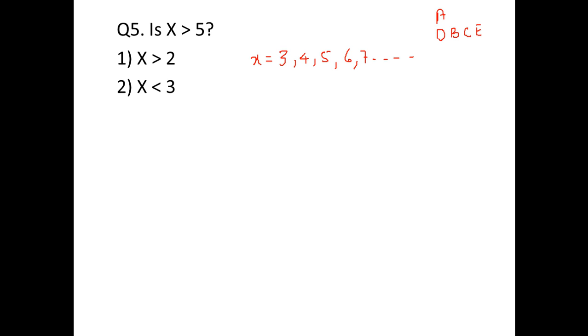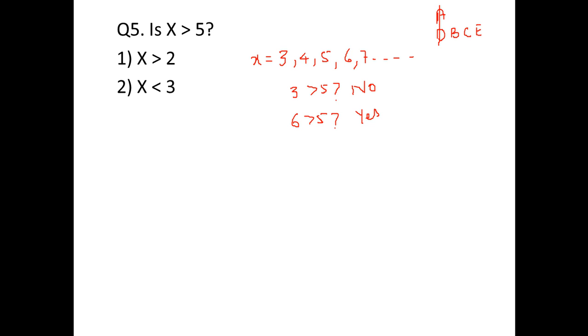So let's check this with the question. Let's say x is 3. So is 3 greater than 5? Answer is no. Now x can be 6 also. So we ask, is 6 greater than 5? We say yes. So we can see from statement 1, for some values we are getting yes and for some values we are getting no. In this scenario, statement is not sufficient because from the same statement we are getting yes as well as no. So if one is not sufficient, we eliminate AD.